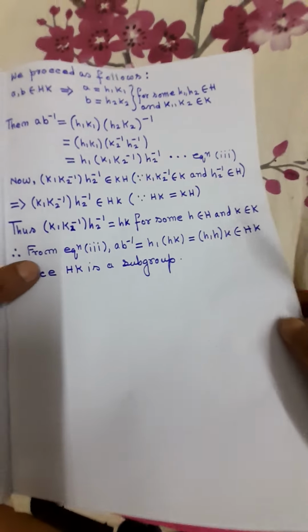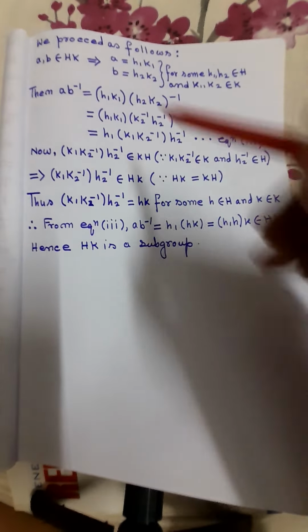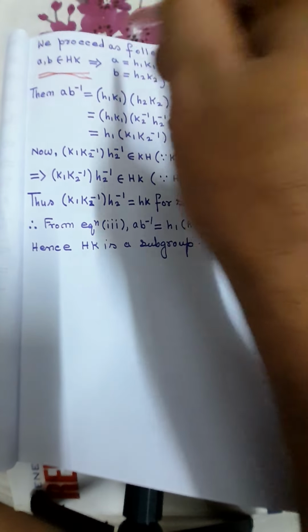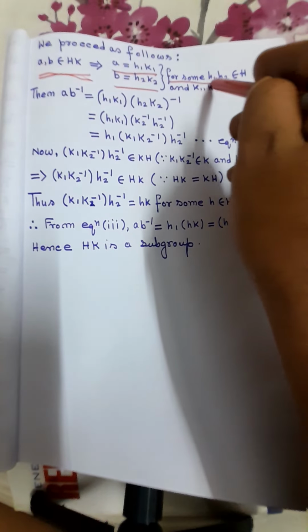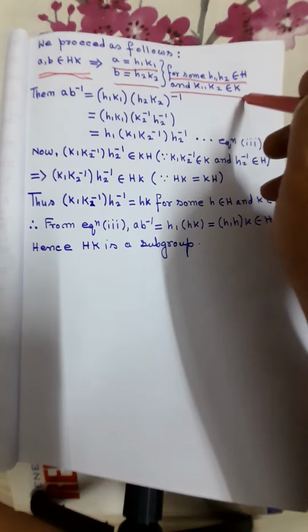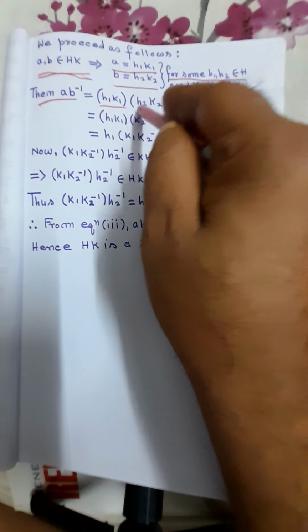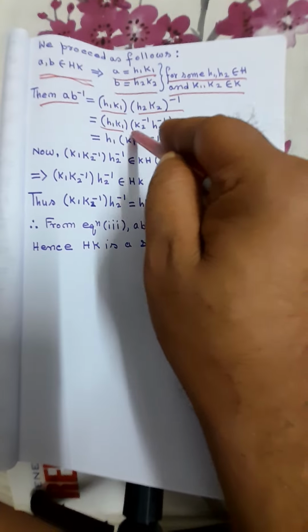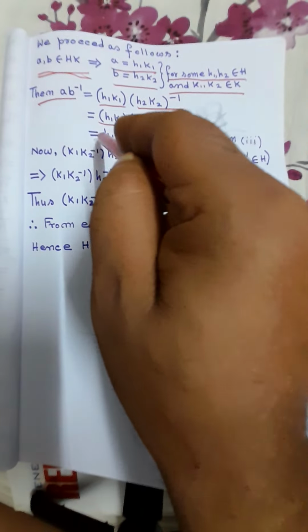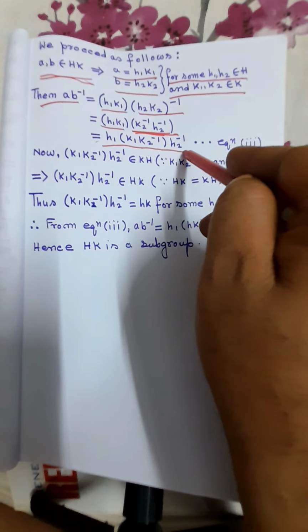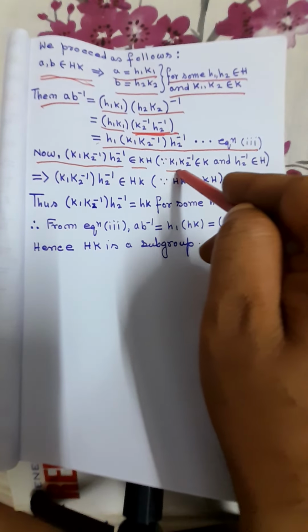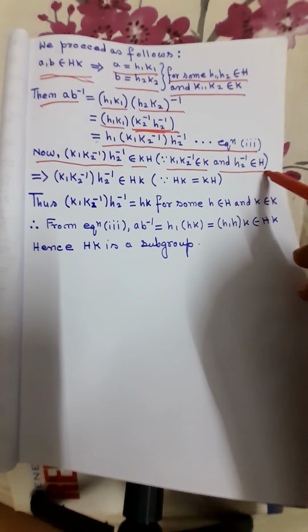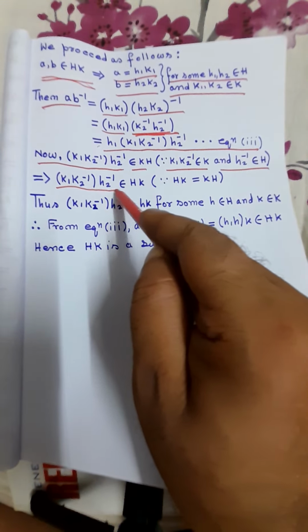Now we proceed as follows. a, b belongs to HK. That implies a equals h1 k1, b equals h2 k2 for some h1, h2 belongs to H and k1, k2 belongs to K. Then ab inverse equal to h1 k1 (h2 k2) inverse, so h1 k1 k2 inverse h2 inverse. Equation number 3. Now k1 k2 inverse h2 inverse, where k1 k2 inverse belongs to K and h2 inverse belongs to H. Right? That implies k1 k2 inverse h2 inverse belongs to KH.